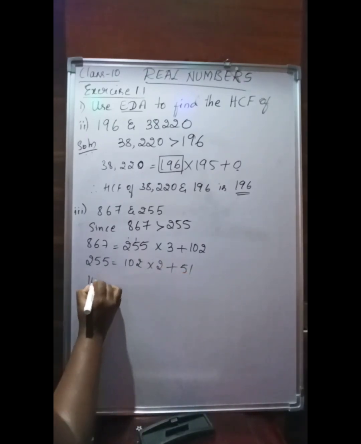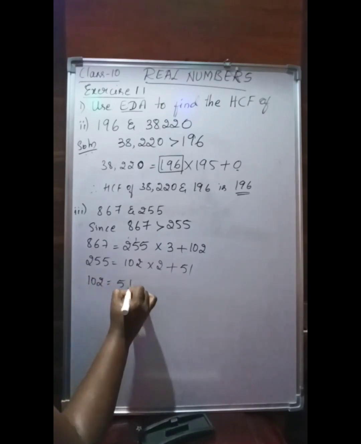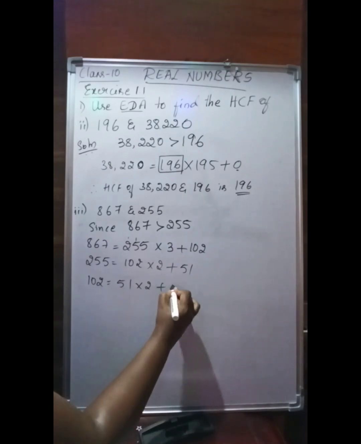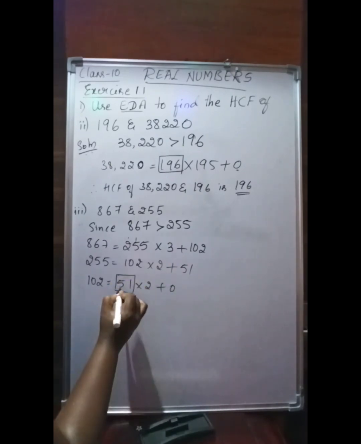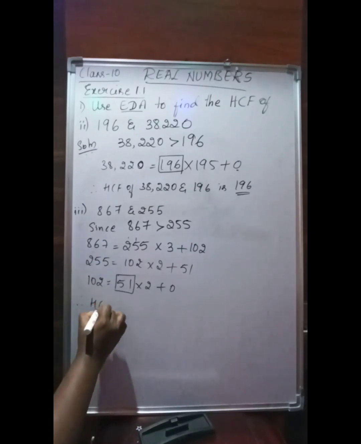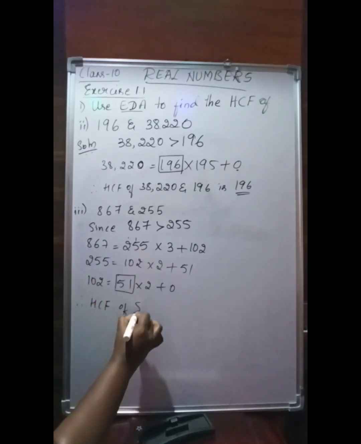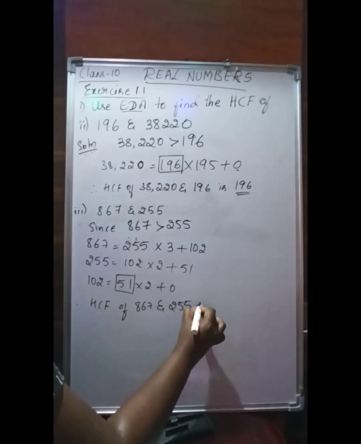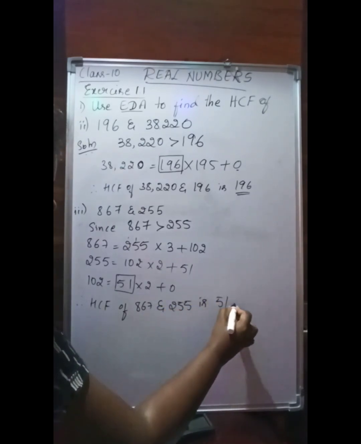Now consider 102 as A and 51 as B. Obviously 51 into 2 is 102, remainder is 0. So 51 is the HCF of the given two numbers. Therefore HCF of 867 and 225 is 51.